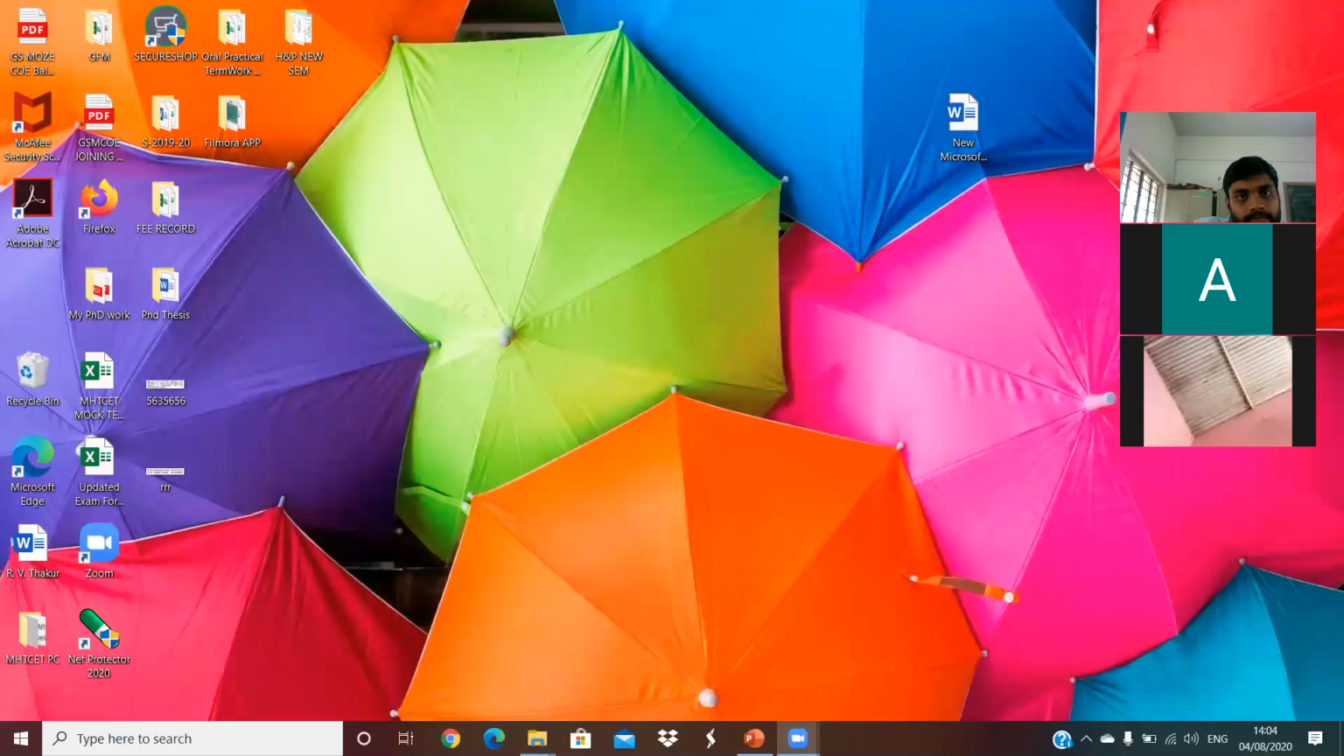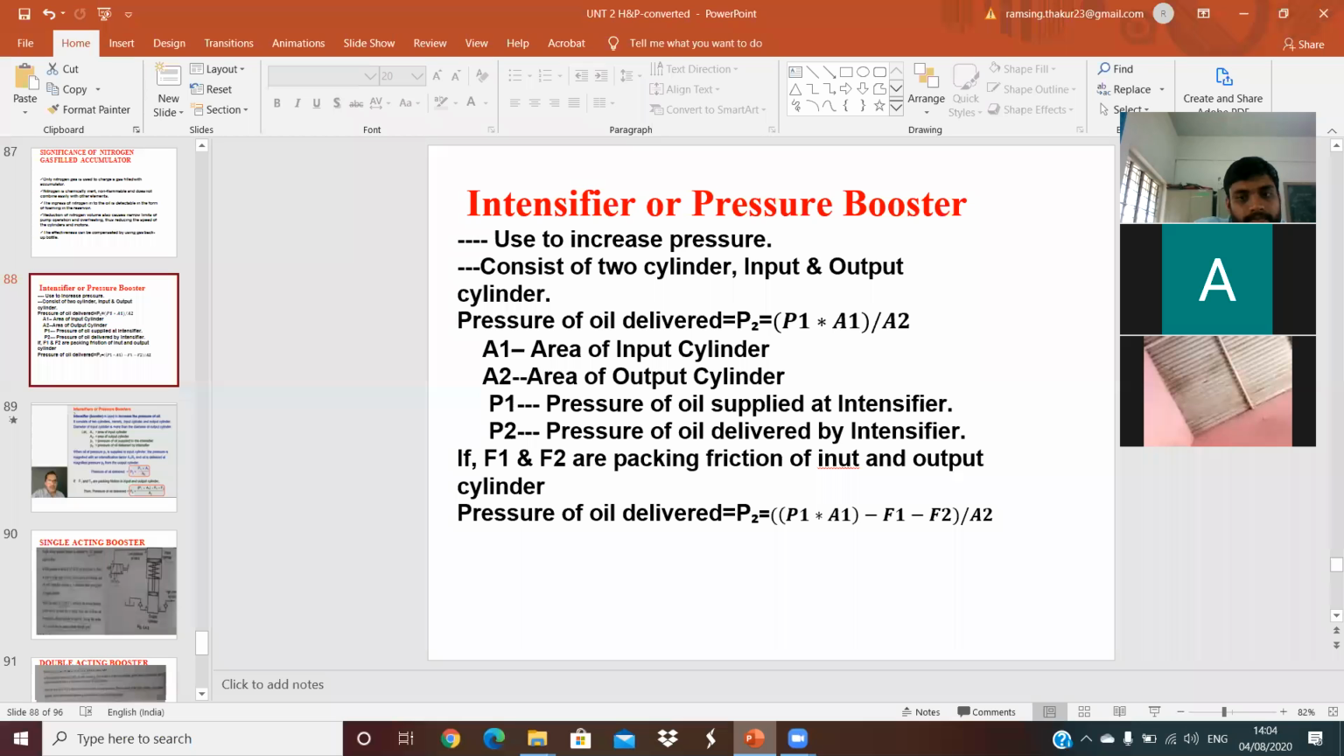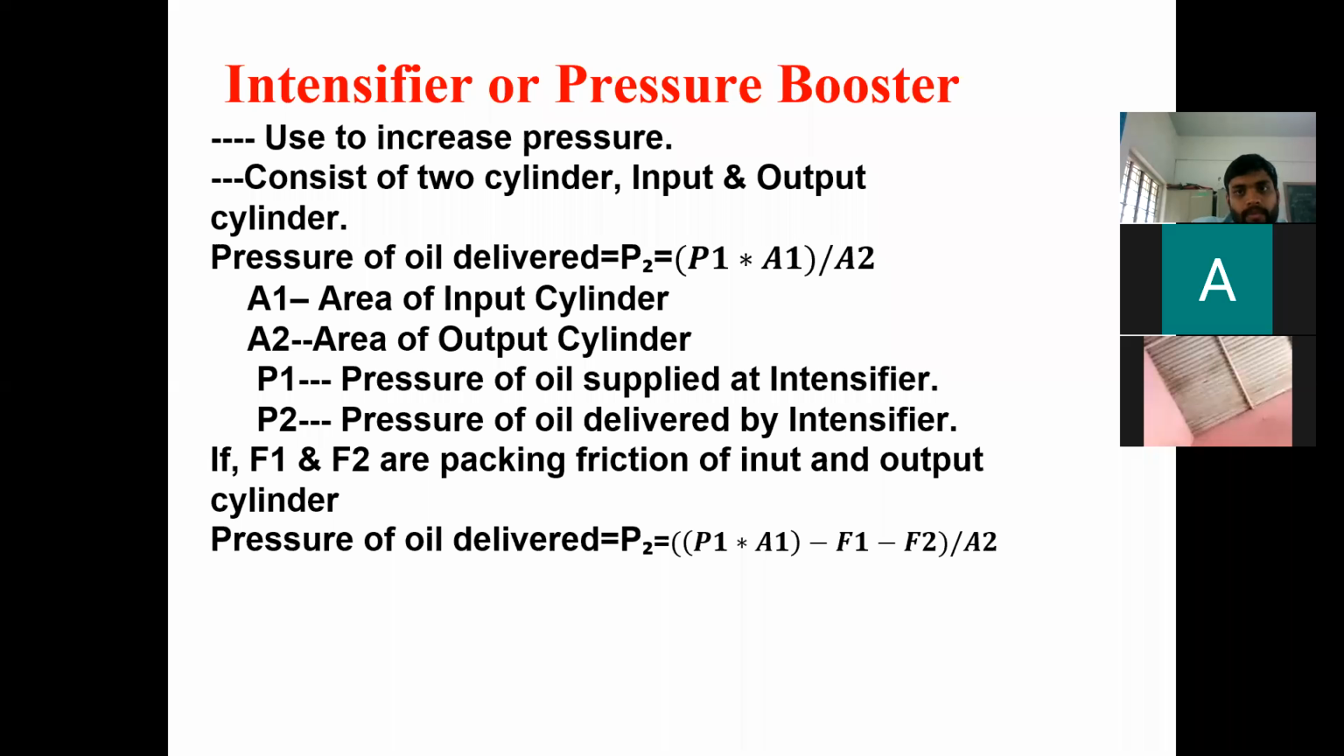So here we are. Now I'm going to share my screen. Then we are starting today's section, which is intensifier or pressure booster. So here I am sharing screen. So here we go. What is intensifier or pressure booster?